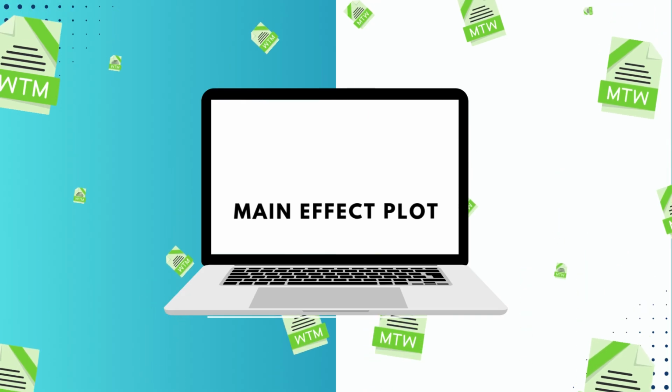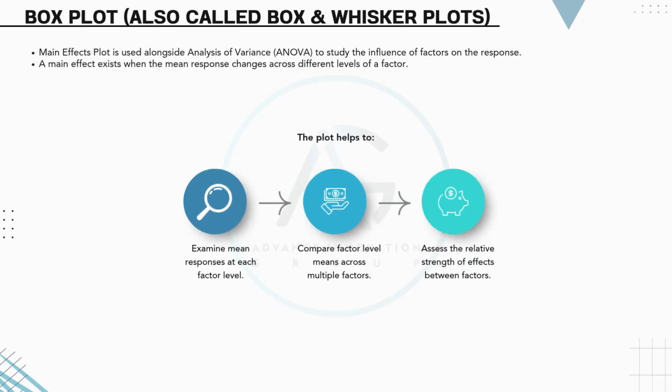Main effects plot. This slide introduces the concept of the main effects plot, which is often used alongside ANOVA, analysis of variance, to analyze how different factors influence a response variable. A main effect exists when the mean response significantly changes across different levels of a factor. For example, if average productivity differs across shifts or departments, that indicates a main effect.